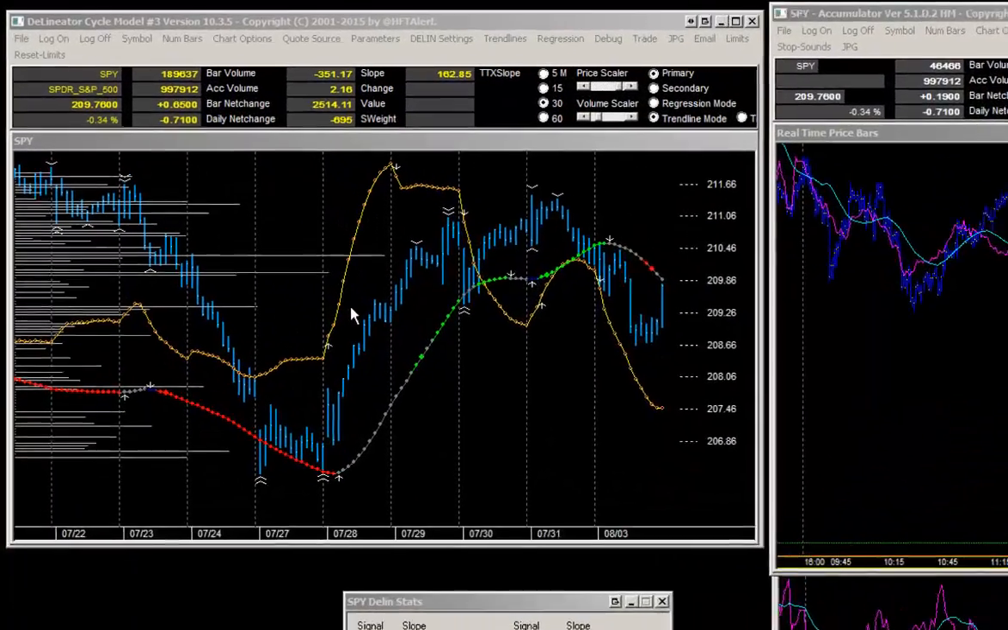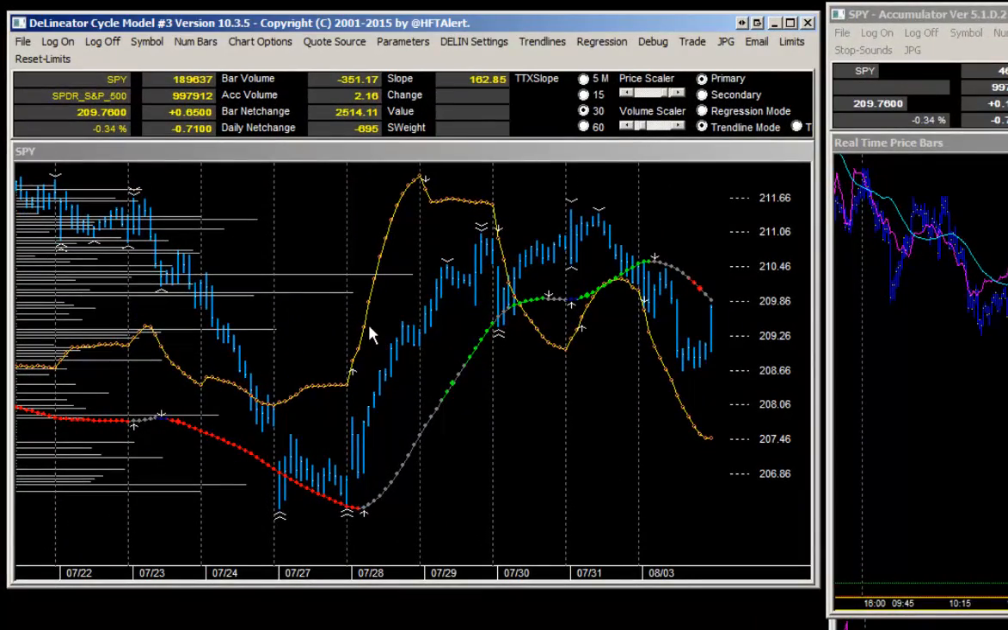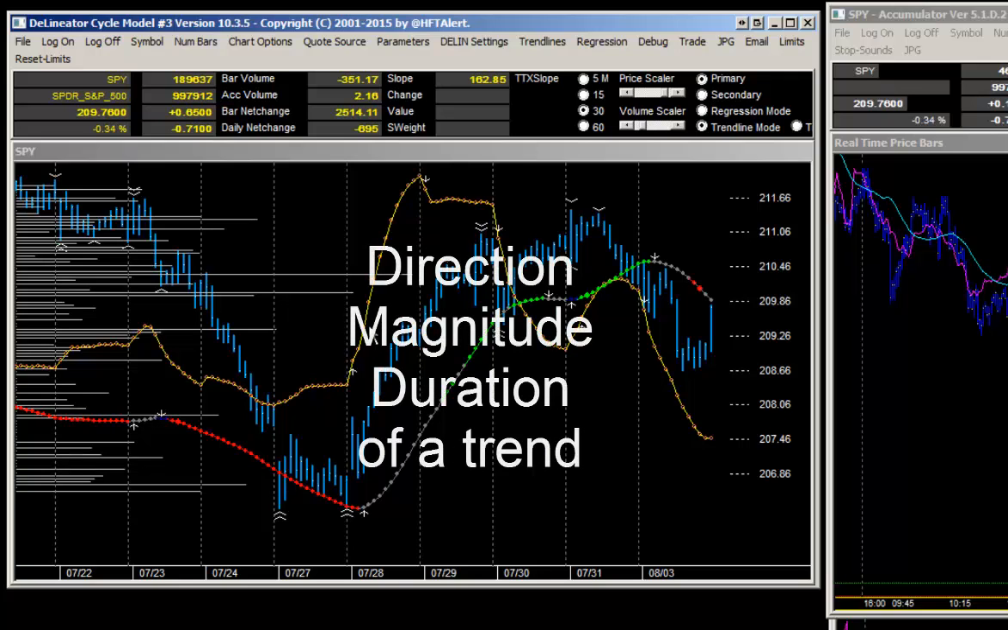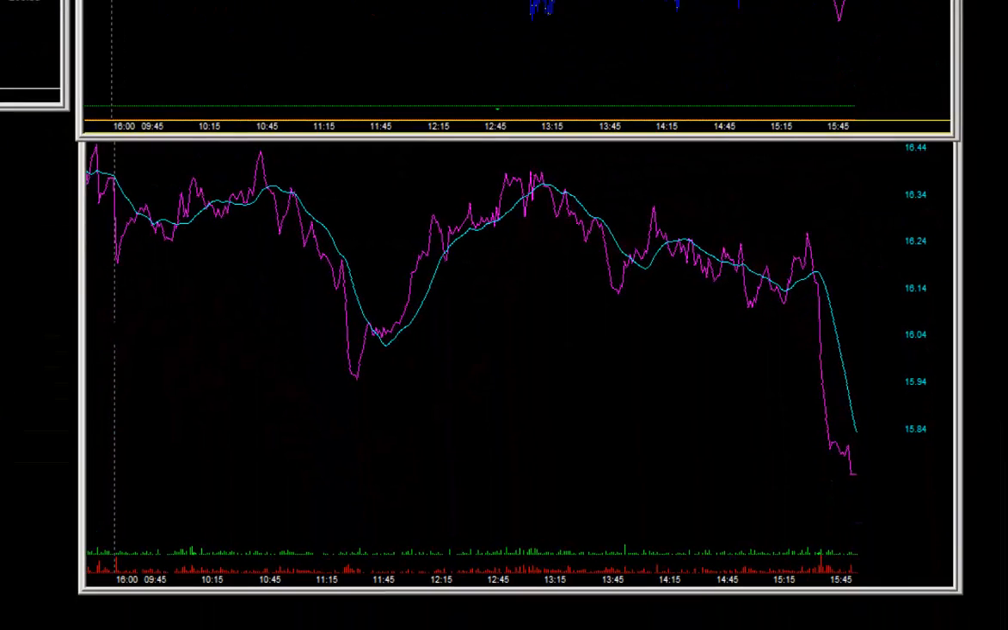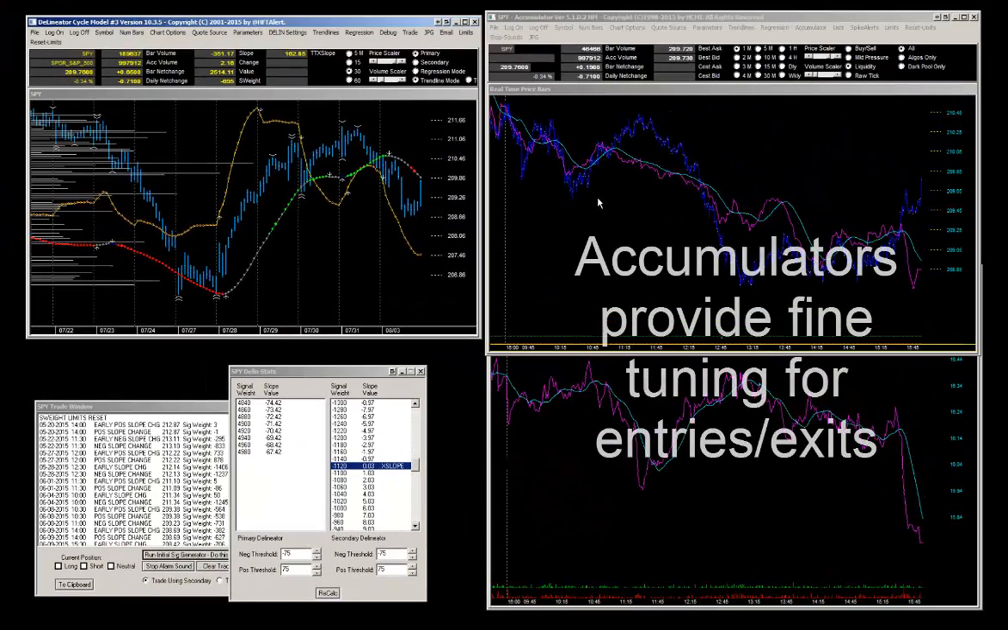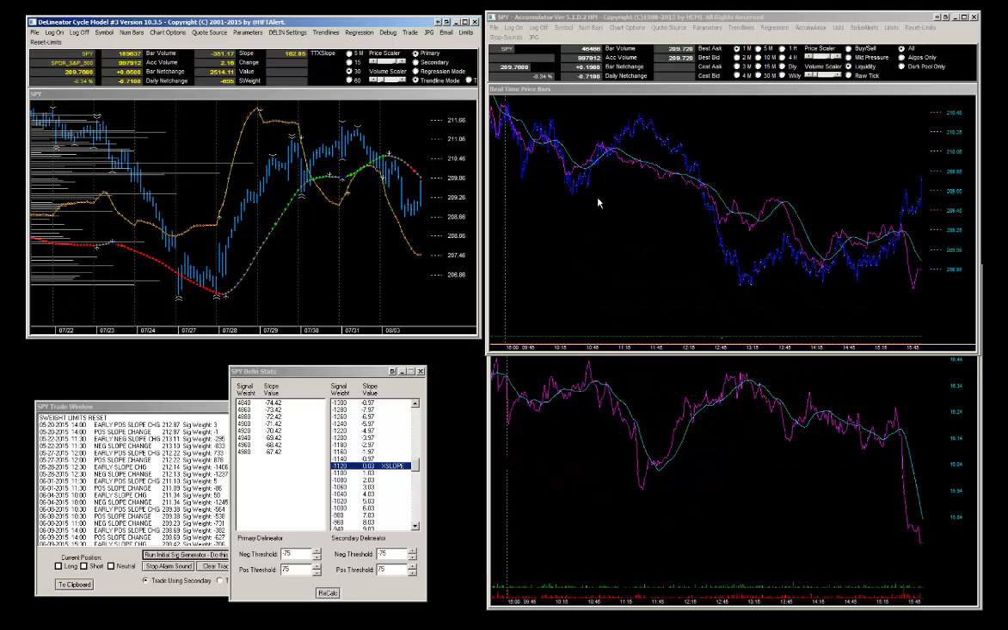The Delineator, of course, is what we use to set our trends. The Delineator provides the direction, the magnitude, and the duration of any trend before it happens. The accumulators are used to analyze the tape in a number of different ways to see when institutions are buying into levels or selling into levels. The accumulators by themselves do not generate buy or sell signals. They give us information upon which we can base our sell and buy decisions.